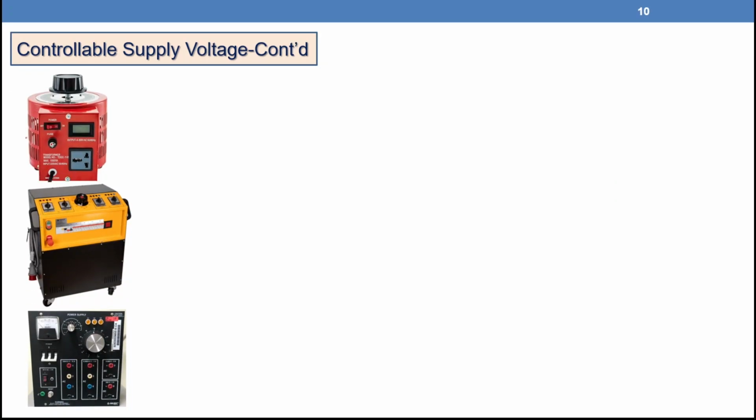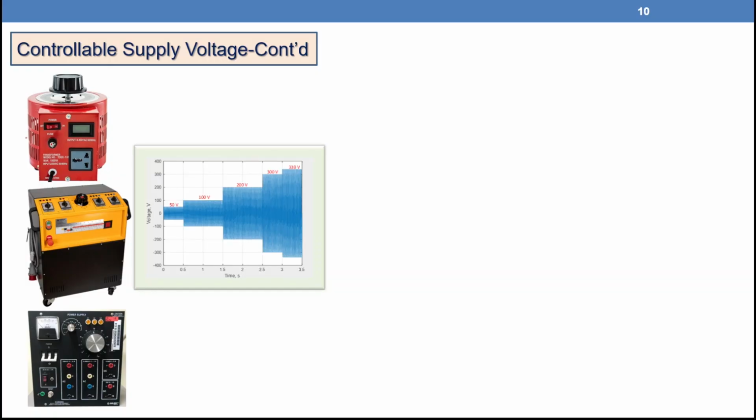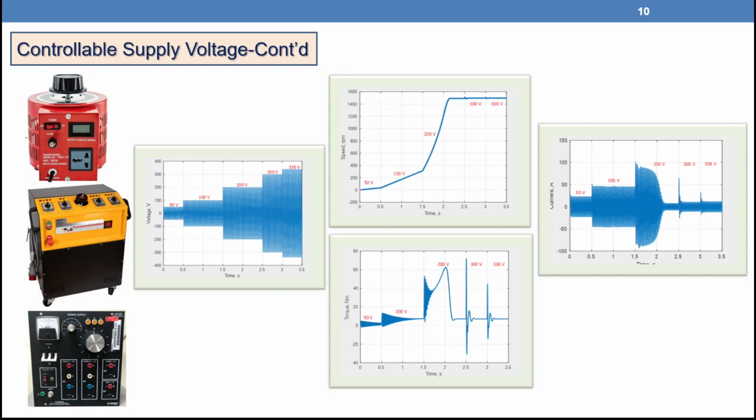In our labs, we can use either a variac or a variable supply. That one is, for example, a Terco one, and that one is a Lab-Volt supply. So in this case, you are going to increase the supply voltage manually. I put here a pattern where for 0.5 second we have 50 volt, another 1 second we have 100 volt, another 1 second we have 200 volt, and so on. Based on that, you are going to find that the speed increases until we reach the point we want, which is 1500 RPM.